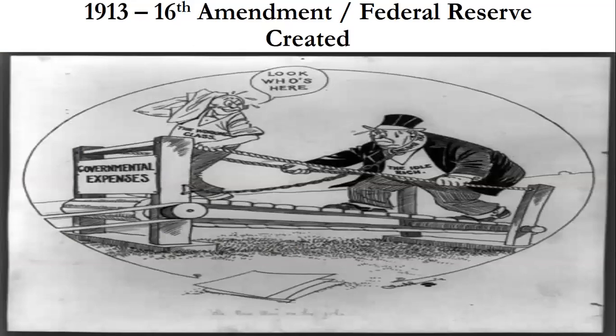1913, jumping ahead a little bit, we have the 16th Amendment and the Federal Reserve created. And I put these two events together because they were both trying to tackle the idea of what our modern economy was going to look like. The 16th Amendment creates an income tax. So it's this idea that the rich are going to be taxed to try to help some of the poor, creating wealth equality. And then the Federal Reserve was created to try to stop some of the corruption in banking.